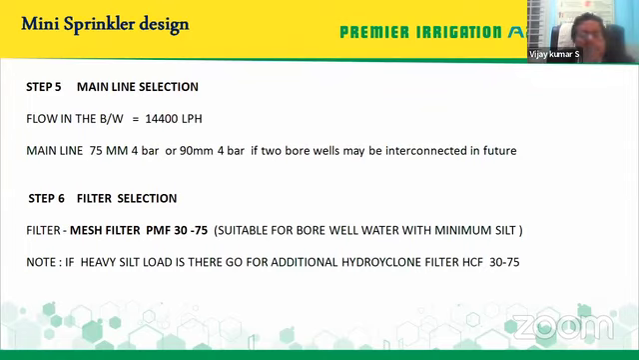And if there is any heavy silt load, then we may have to go for an additional hydrocyclone filter. So basically, based on the water quality, I have explained this in great detail in my earlier webinar. And here, basically, we are going for the simplest and the cost-effective mesh filter.